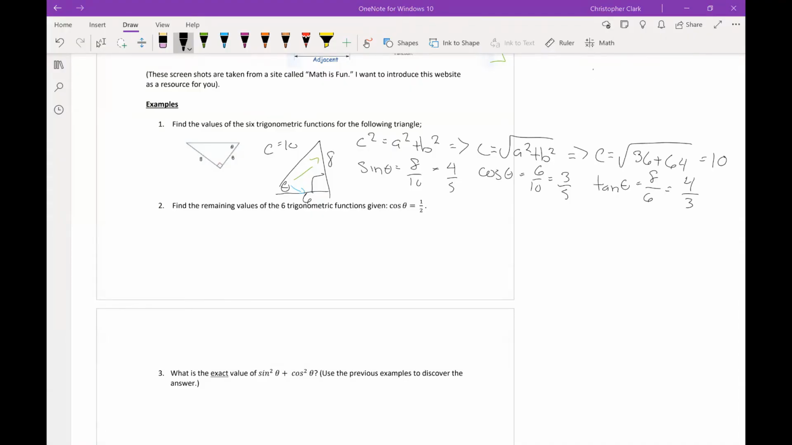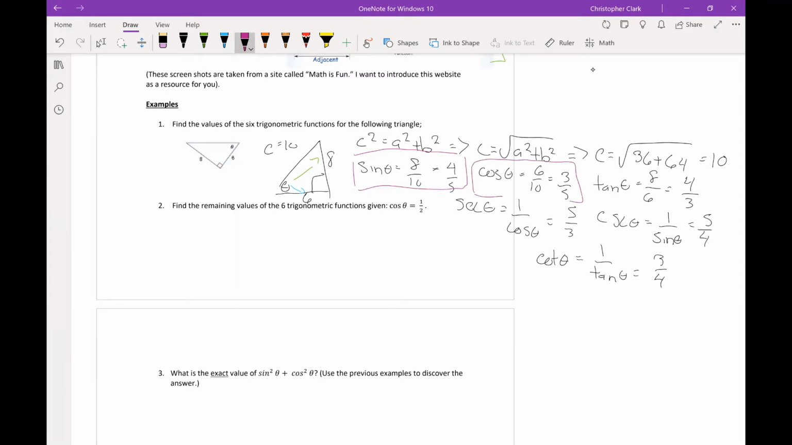Then we keep going and say that the secant theta is 1 over cosine theta, so it's equal to 5/3. The cosecant theta is equal to 1 over sine theta, which is equal to 5/4. And then the cotangent theta is equal to 1 over tangent theta, which is 3/4. And there you have it. These are all of the trigonometric functions for our little triangle.